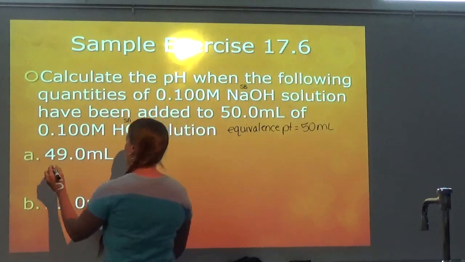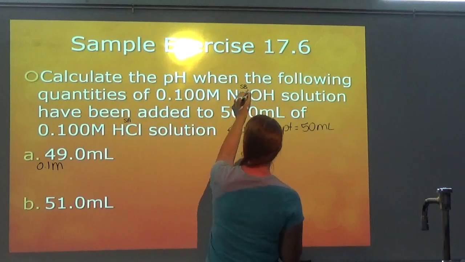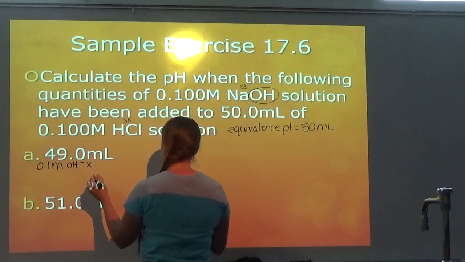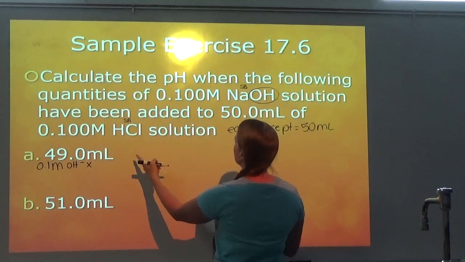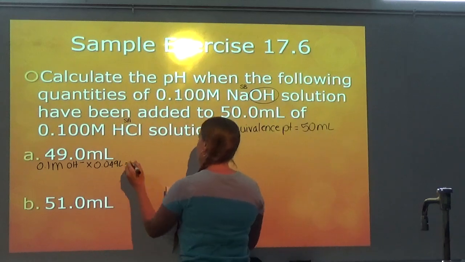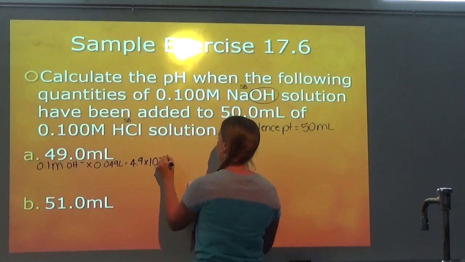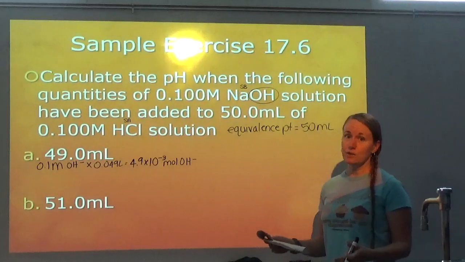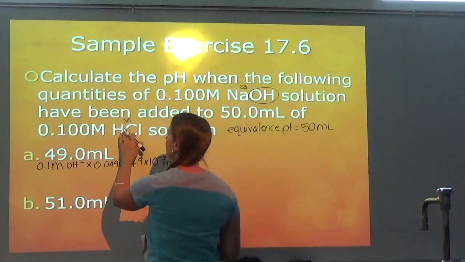All right, so here we have 0.1 molar OH minus, because remember there's just one OH here, times how much of my NaOH, 49, so 0.049 liters. Once I multiply that, I can see that I have used 4.9 times 10 to the negative 3 moles of OH minus. That's how much OH minus I've used, because when we're trying to do neutralization, we have to compare moles.